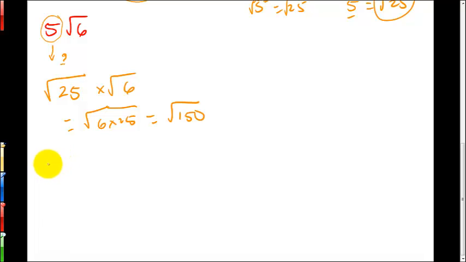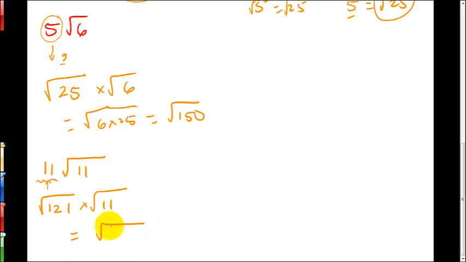How about we try 11 root 11. Okay, well, that root 11 we like. We don't want to change that. But this 11 here is the one that we're worried about. Where did 11 come from? It came from 121 because the square root of 121 would have given us 11 again. And then this root 11 stays the same. And voila, we've got 121 times 11, which is 1,331.